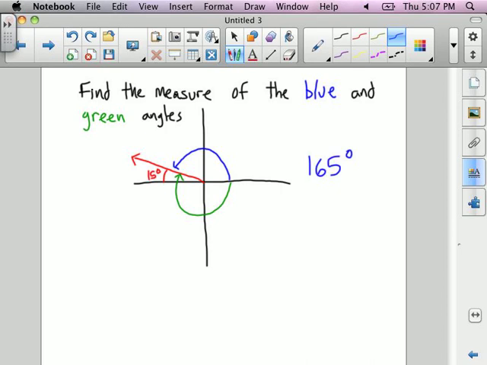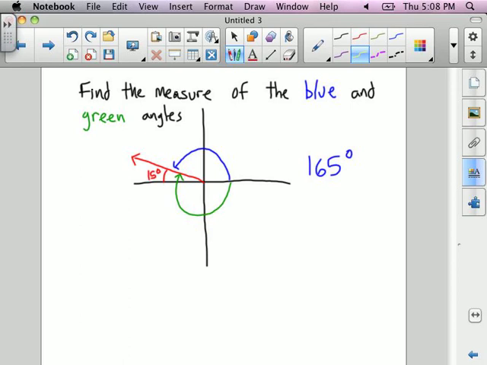If I was looking at the green angle instead, I have a full 90 from this. There's another 90, so I'm up to 180. And then this one isn't actually so bad. That's just another 15 on there. So 180 and 15 is 195. And since I'm going in the clockwise direction, that is a negative 195-degree angle.